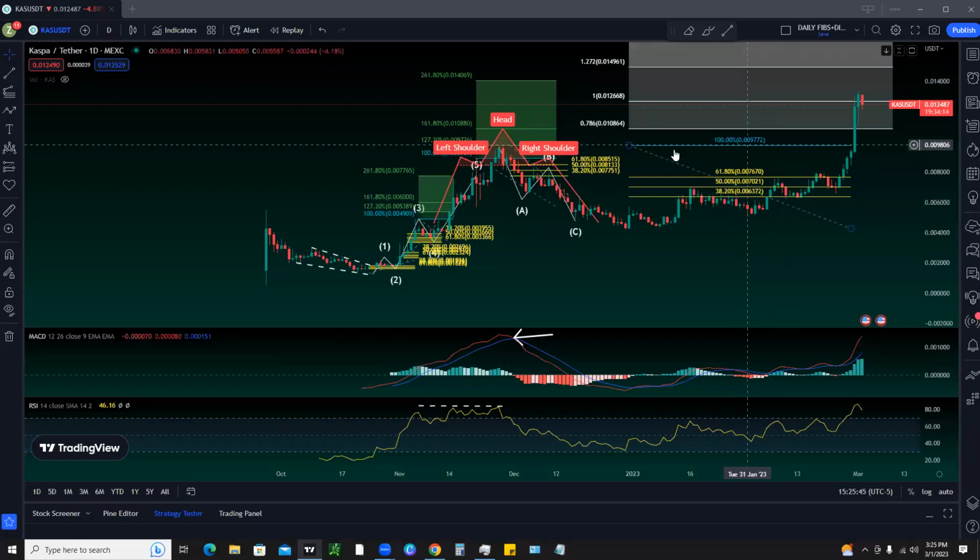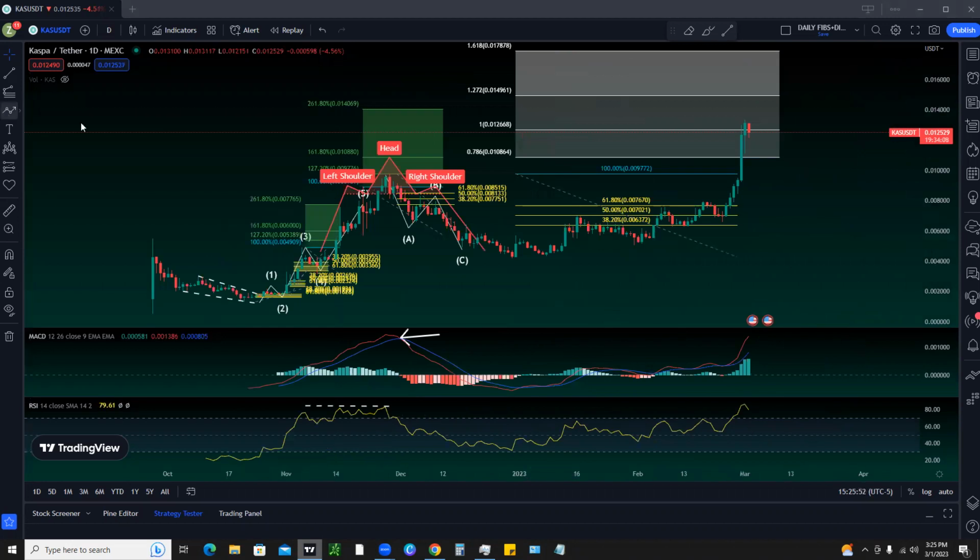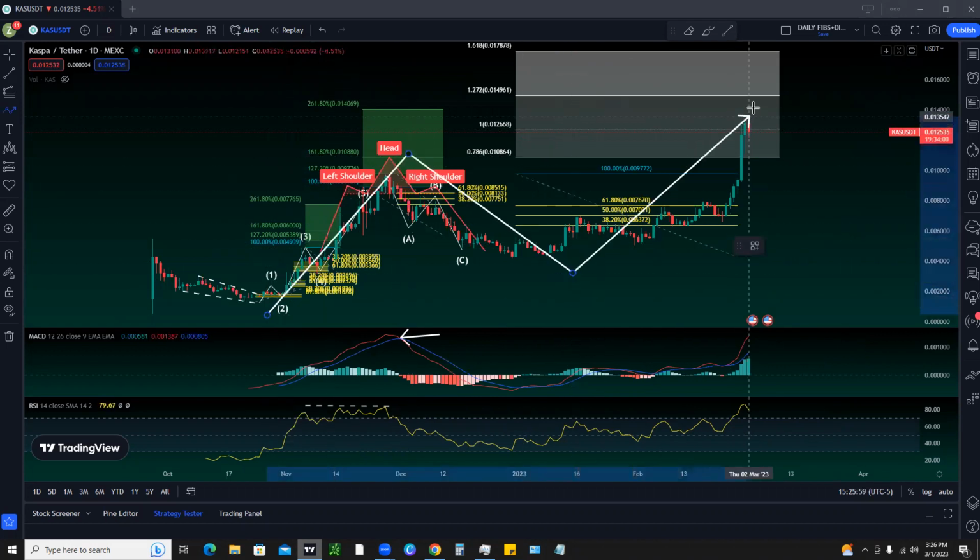We're going to jump straight into the Kaspa chart now. We were looking for a much larger three-wave structure. If you're not familiar, the market likes to move in 5 or 3-wave structures. In the last video I highlighted this. I said we're going to be looking for this larger 3-wave structure to play out.